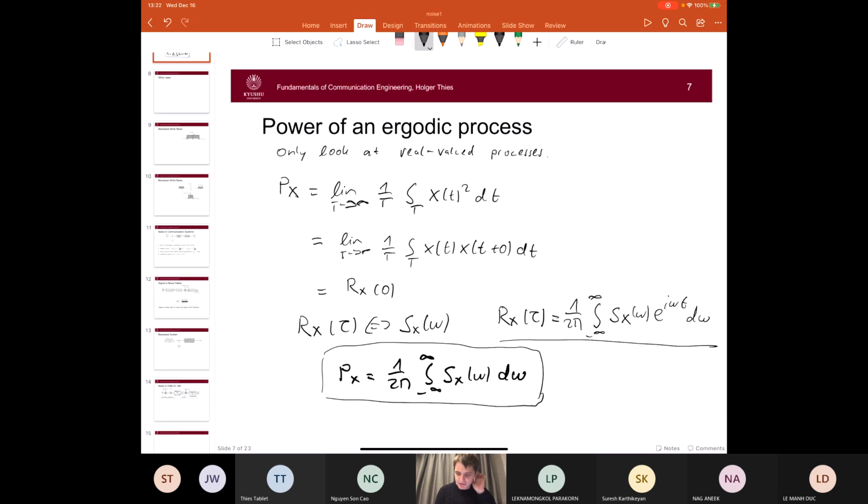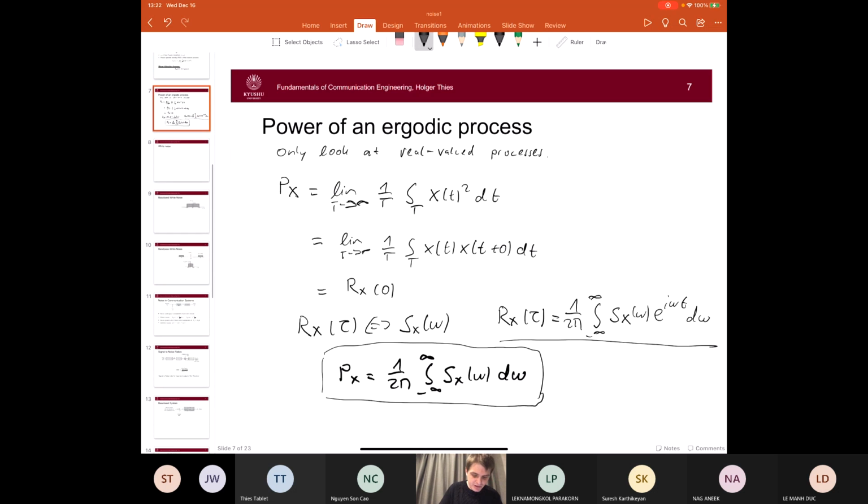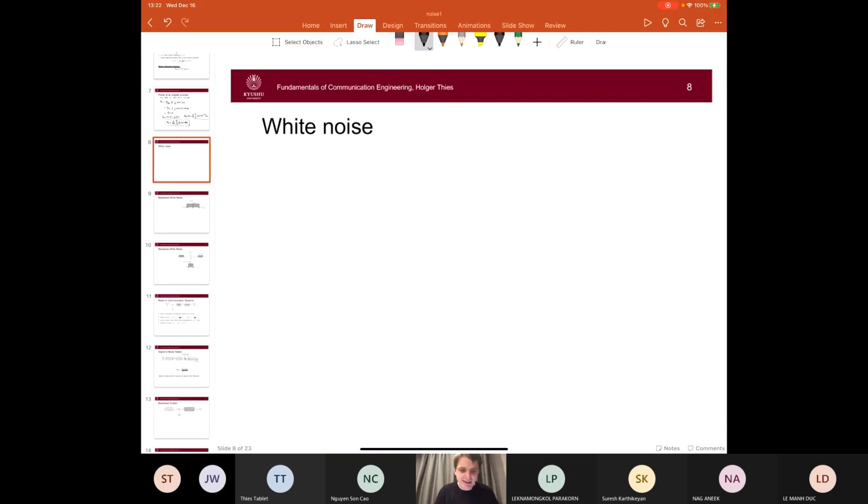Okay. And what we want to do now is talk about noise. So we want to use random processes to define noise. In this lecture, we will look at only one kind of noise, the simplest kind of noise, what is called white noise. A white noise process is defined such that we define the noise as having the same power for all frequency components. So that is what white noise is.